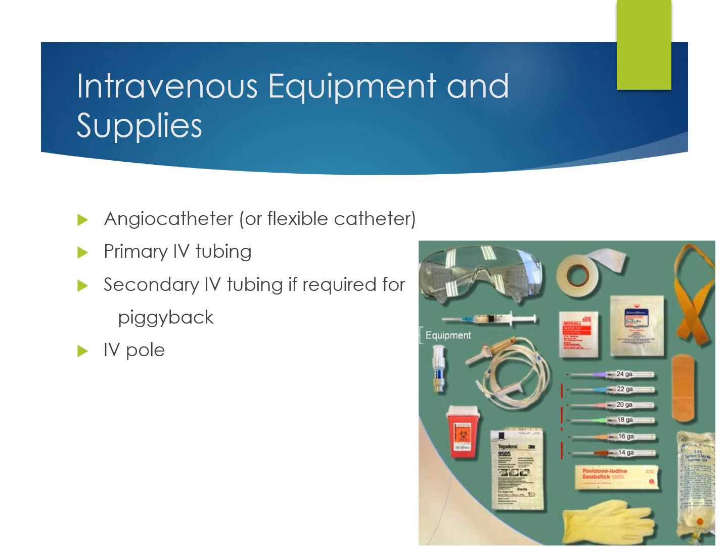After that, they will connect the primary tubing, which you can see with this arrow here that I drew. That's going to be primary tubing. So it'll hook up to the end of the catheter, and the other end will hook up to an IV solution.